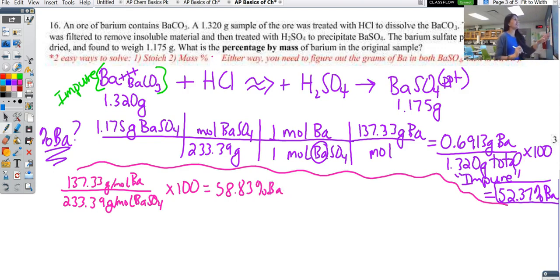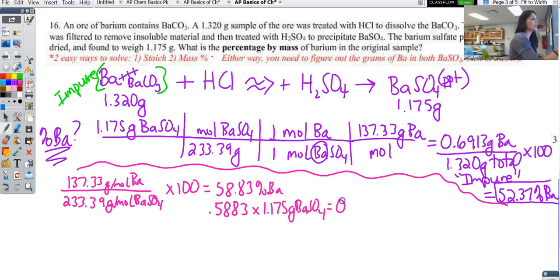But that's not the sample here. I first need to know how much barium is inside of the precipitate so that I can use the law of conservation of mass to match it in the original sample. So I'm going to shift my decimal two places back and multiply by the total mass. I multiply by this 1.175 grams of barium sulfate to find out how much of it is barium, and I get 0.6914 grams of barium in the barium sulfate, which means that must be the amount of barium inside of the original sample.